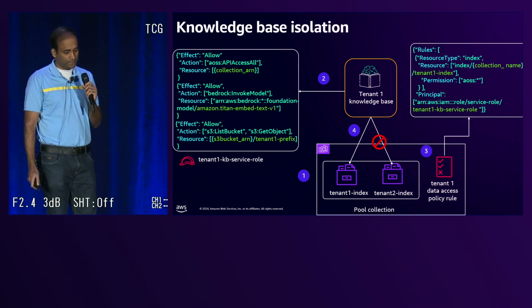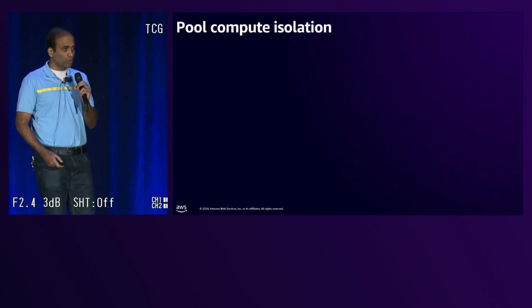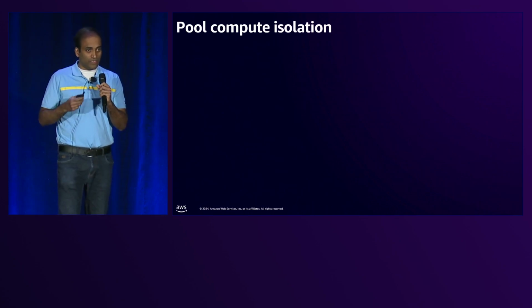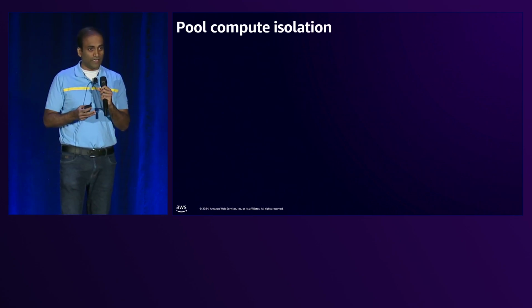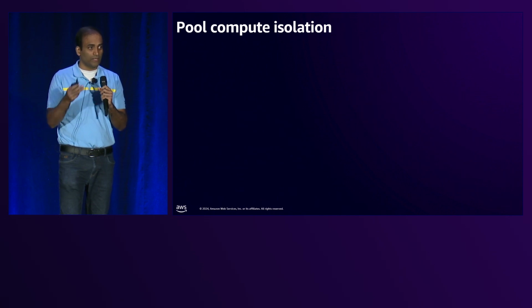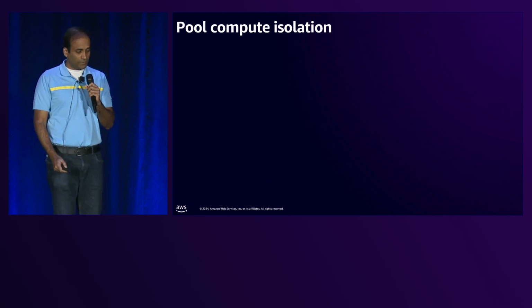Moving on, for the pooled compute, as I mentioned earlier, we need to make sure this pooled compute generates, in real time, the scoped credentials which are specific to this particular tenant, and uses those scoped credentials to interact with tenant-specific resources. Now let's understand how we could implement that. I'll try to give you an example.